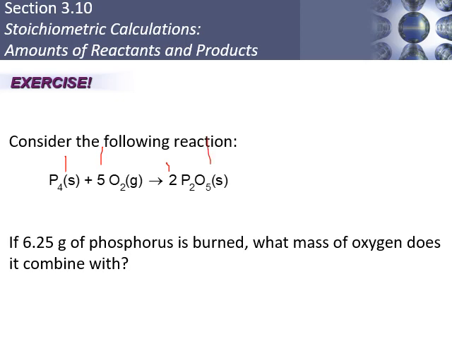Now they're saying if 6.25 grams of phosphorus is burned, what mass of oxygen does it combine with? So what we're supposed to do is realize there would be a 1 there. If they're going to write something there, it would be a 1, but they just don't write the 1 because it's implied. And so what we're looking at is the relationship between those two numbers, the 1 and the 5. And that's called stoichiometry. The numbers are called coefficients. The relationship between them is called stoichiometry.